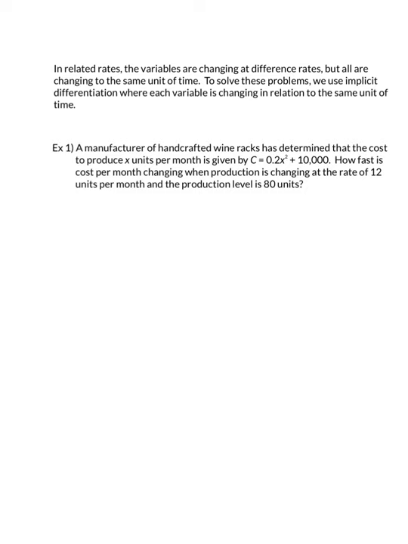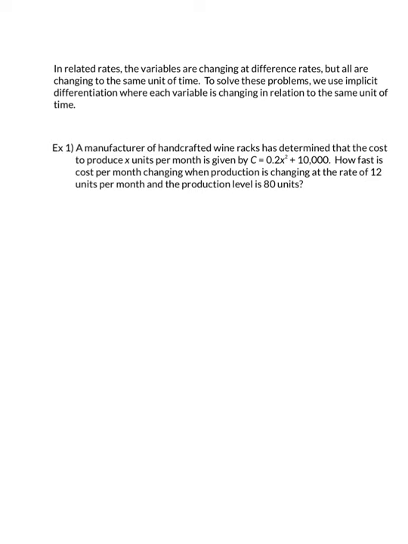In our first example, we have a manufacturer of handcrafted wine racks who has determined that the cost to produce x units per month is given by C equals 0.2x squared plus 10,000. How fast is cost per month changing when production is changing at the rate of 12 units per month and the production level is 80 units? First of all, just read it through. Then go back and look and see what it tells me.